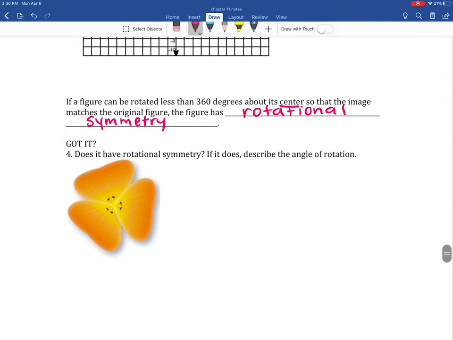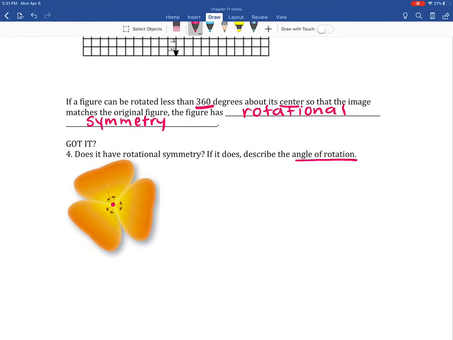So I took this flower directly from your book. The question says, does it have rotational symmetry? If it does, describe the angle of rotation. Well, the reason it has to be less than 360 degrees is if you rotated something 360 degrees, you actually didn't change it. It's staying exactly the same. So I know that my angle of rotation has to be something between 0 and 360 degrees.